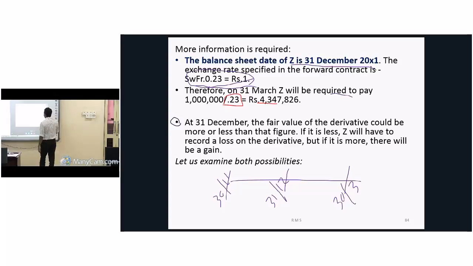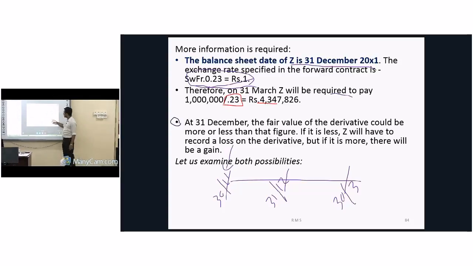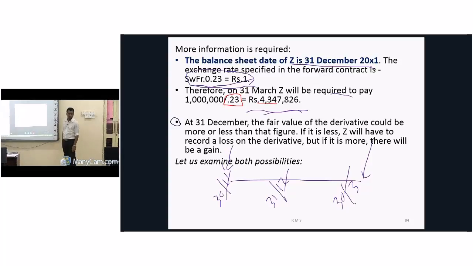Therefore, according to this agreement, how much do you have to pay on this date? According to the agreement, this much. 1 million Swiss francs at the rate, we have to pay in rupees, which is bigger than that, no? 1 million divided by 0.23, you have to pay around 4,347,000. It is the expected value. This is the story. Go ahead.